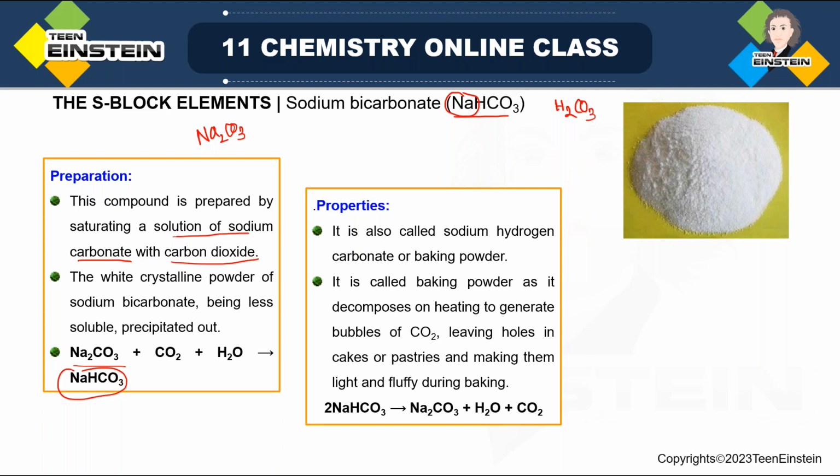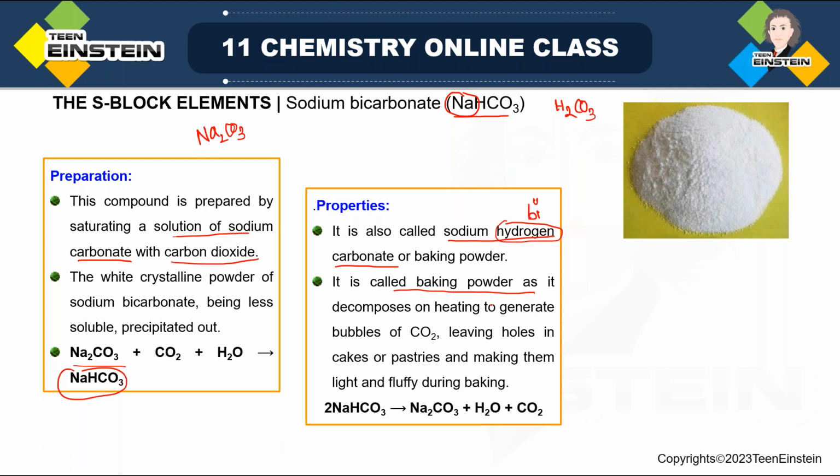Now, not just sodium bicarbonate, there are some other names too. You can call it sodium hydrogen carbonate, or if you are replacing this word, then you have to use bi. So either you call it sodium bicarbonate or sodium hydrogen carbonate. Another name is also there, baking powder. Why do we call it baking powder?